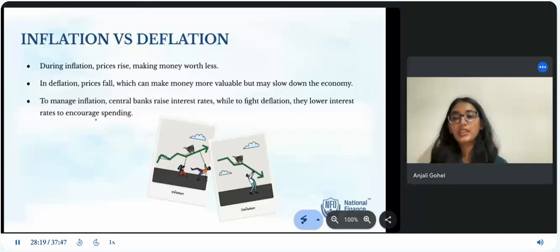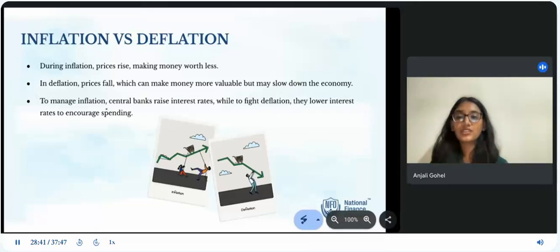Now let's understand the difference between inflation and deflation. During inflation, prices will rise, making money worthless because our purchasing power is reduced. And in deflation, the prices will fall, correct? Making money more valuable, but the economy will slow down. All right. Now, how do we manage inflation?